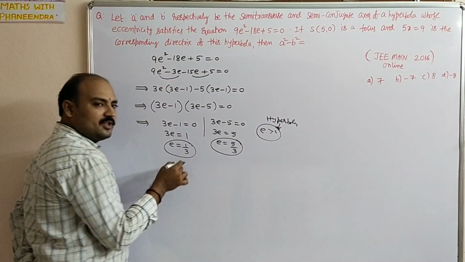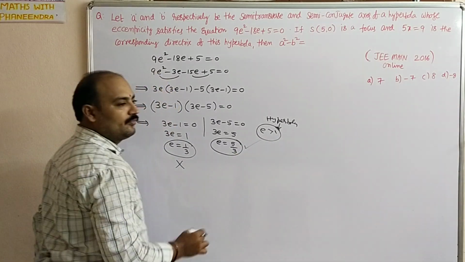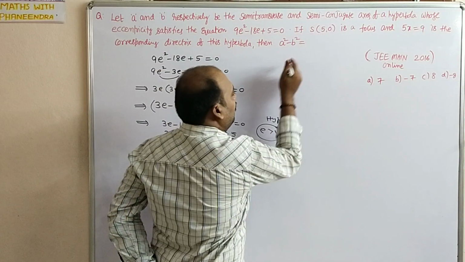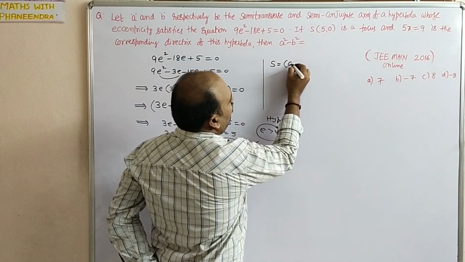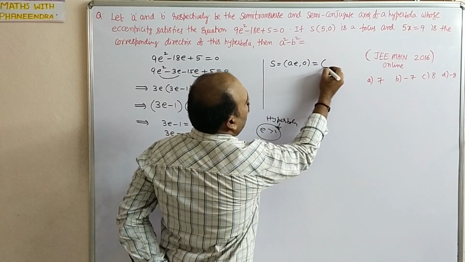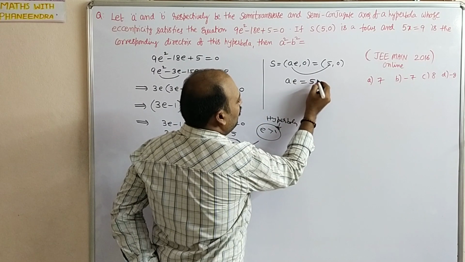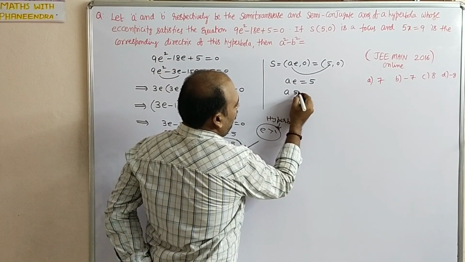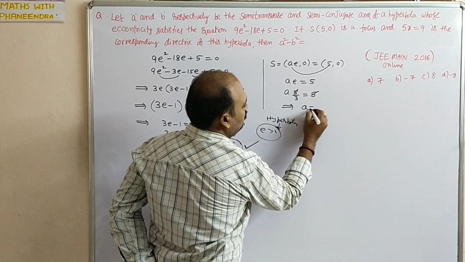So among these, 1 by 3 is less than 1, so it is not our one. So it is the right one. So eccentricity is 5 by 3. And one of the foci of the hyperbola, S of (AE, 0), is equal to (5, 0). Compare these two: AE is equal to 5. E value is there now, 5 by 3. Substitute: A into 5 by 3 is equal to 5. 5 can cancel. That implies A is equal to 3.